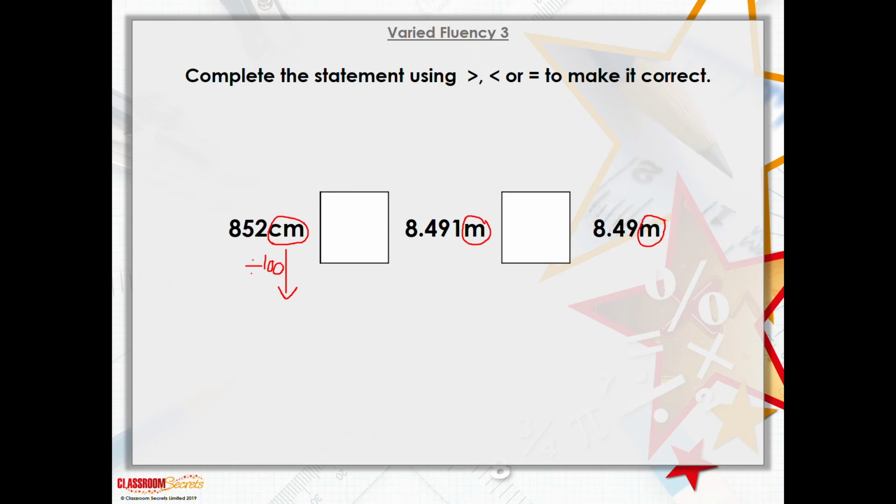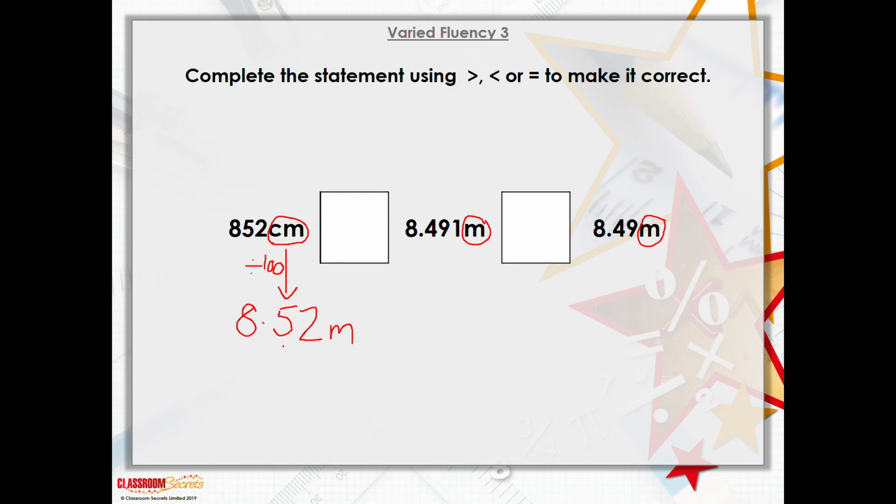So recap, to divide a number by 100, each digit moves 2 places to the right. So 852 centimetres in metres is 8.52. Now I've got a decimal. So that would make sense. So let's have a little look.